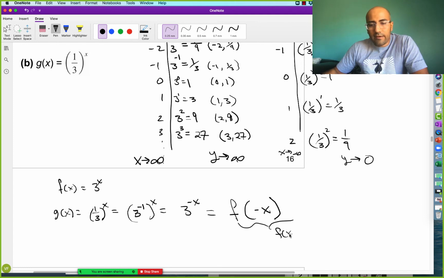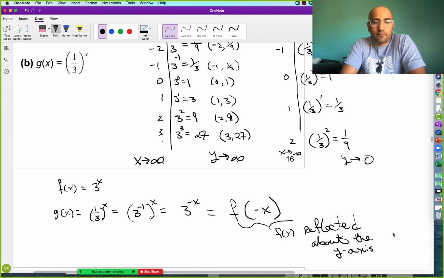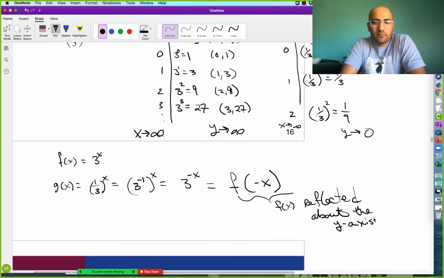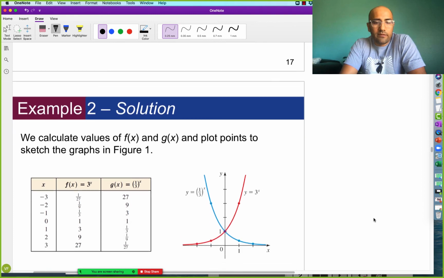f of x reflected about the y-axis. Any questions? Good, kind of, sort of.